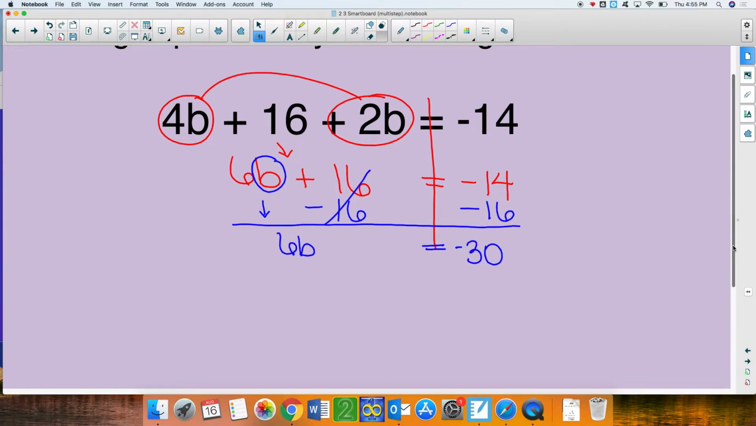Final step in solving for b, my 6 is squeezed. That means multiplication. So to cancel multiplication, I need to do division on both sides. And that's going to be 1b equals negative 30 divided by 6 is negative 5.